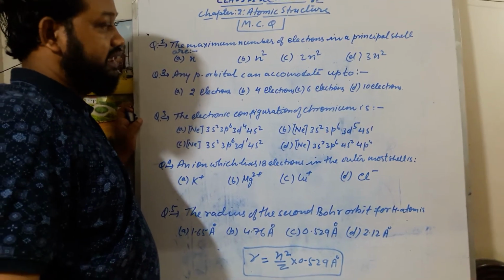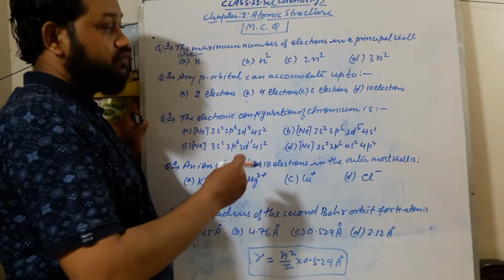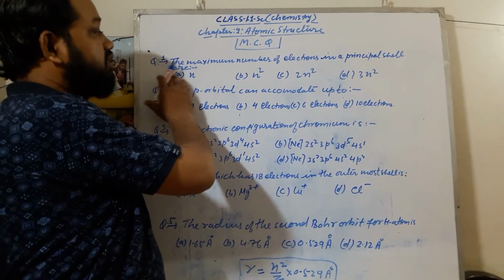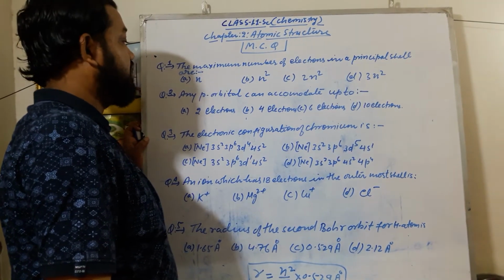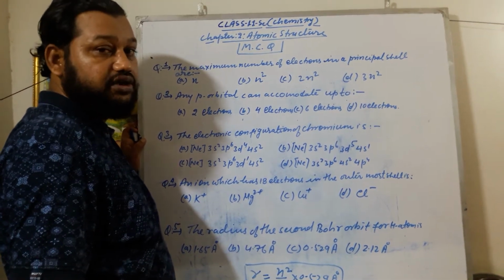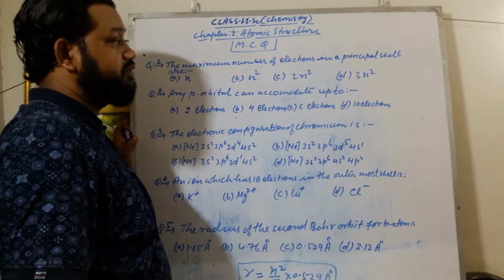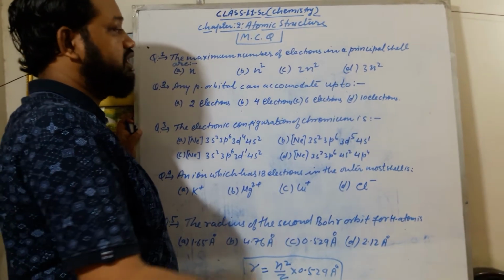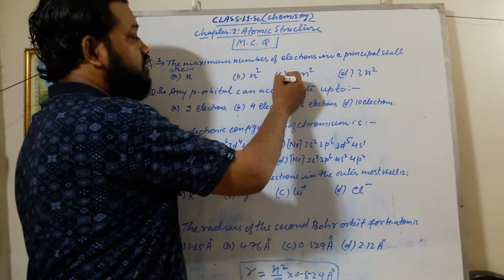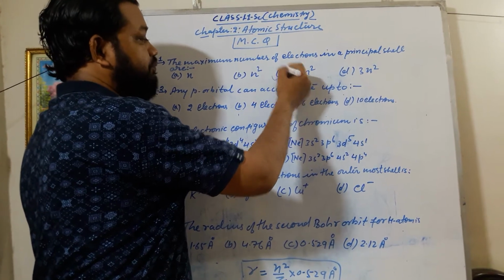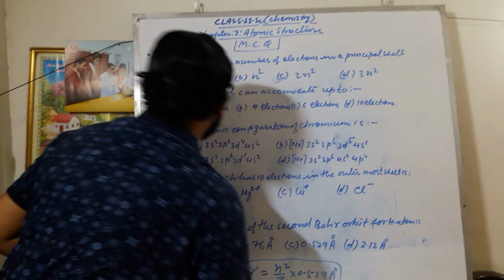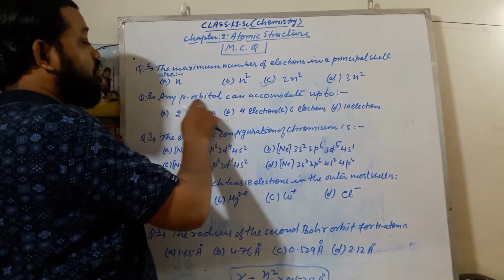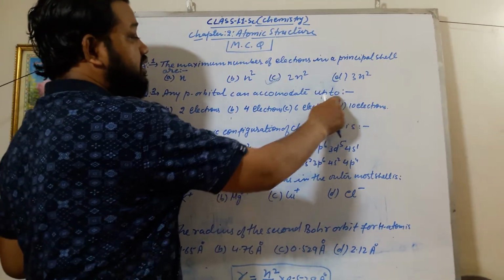Now students, it is time for your answer. Question number 1: the maximum number of electrons in a principal shell are. As you know, you can calculate the maximum number of electrons in any shell with the help of the formula 2n square.